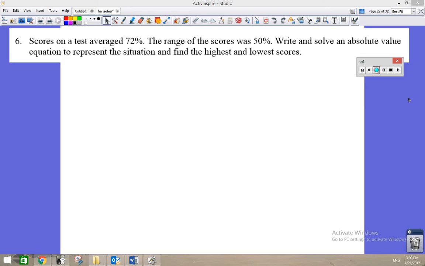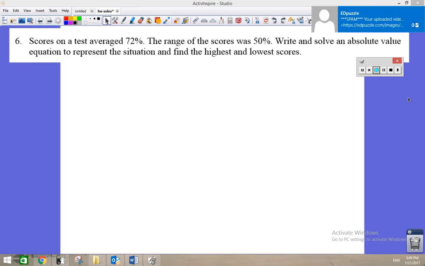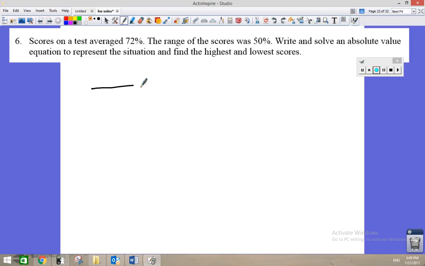Alright, so this time, let's draw a number line. Let me think about this. That's not a very good number line. In my absolute value, I want the center. I'm thinking of 72% as the origin, as the middle. Okay, so I'm just going to let my number line be percentages.